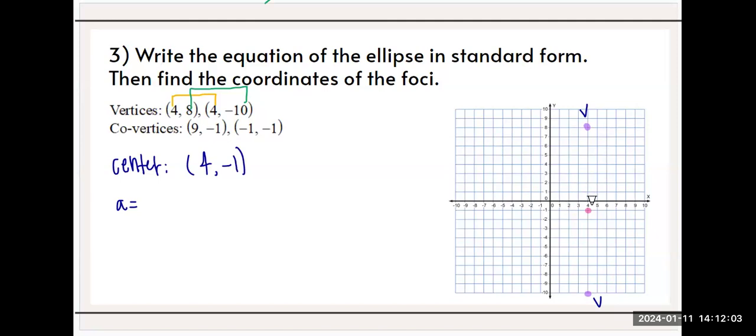Okay, A, so we can count from here to here on the graph, or without the graph, we can just look at the coordinates. How far is it from 4, -1 to 4, 8? Or how far is it from 4, -1 to 4, -10? So from -1 to -10 is 9. So A is 9. Okay, let's graph those co-vertices.